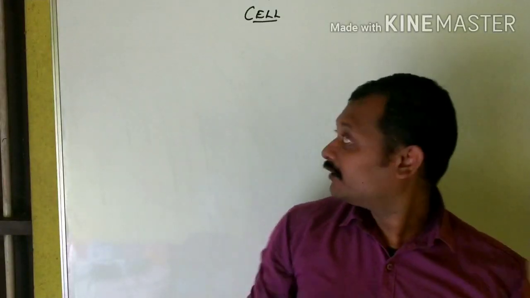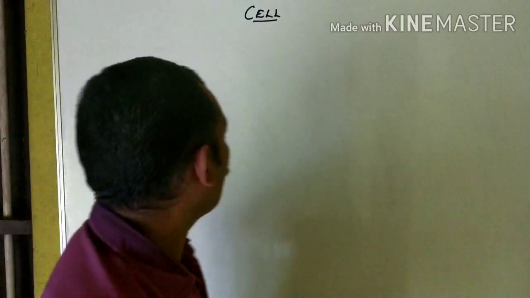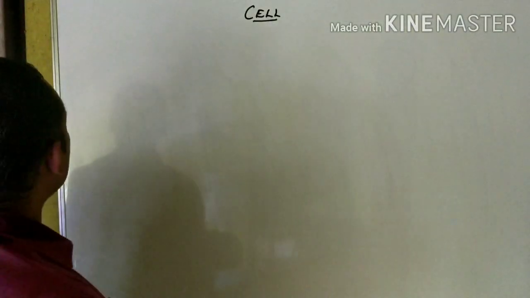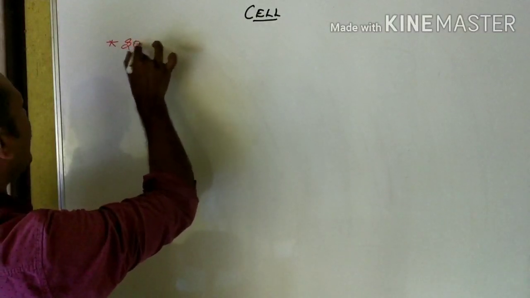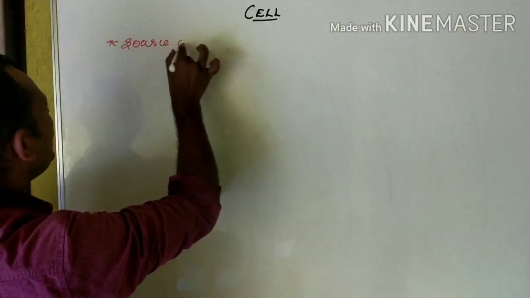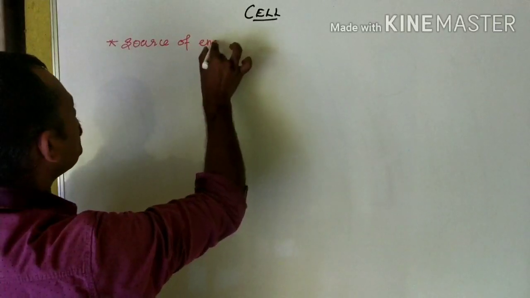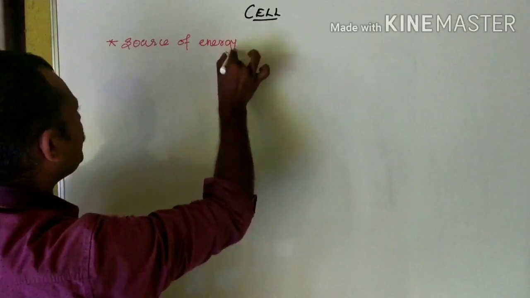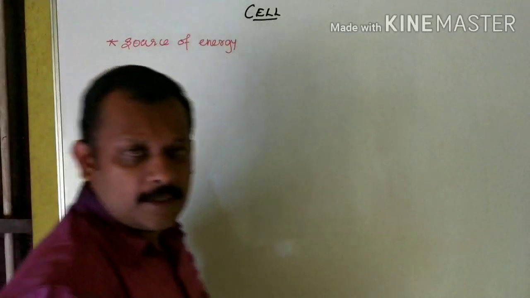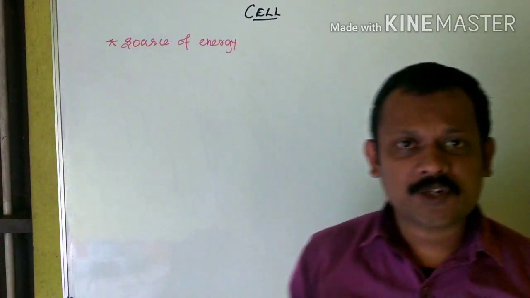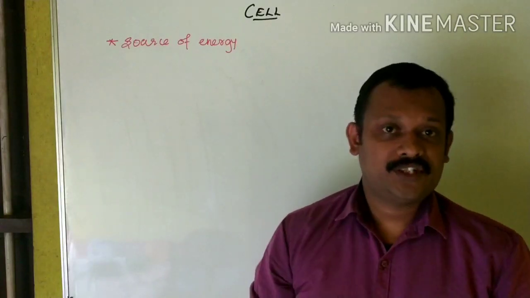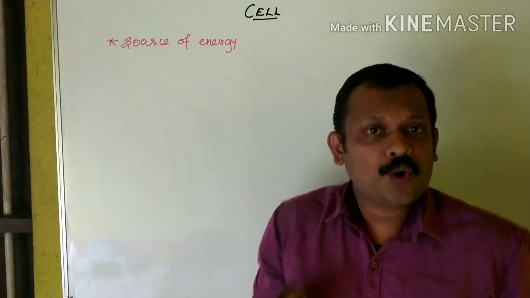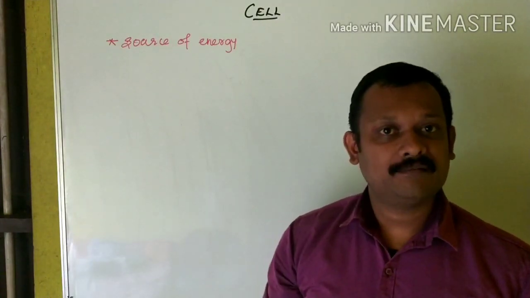Okay students, in today's class we will discuss a cell. What do you know about a cell? The most important thing you need to understand about a cell is that a cell is a source of energy. You know different types of cell.